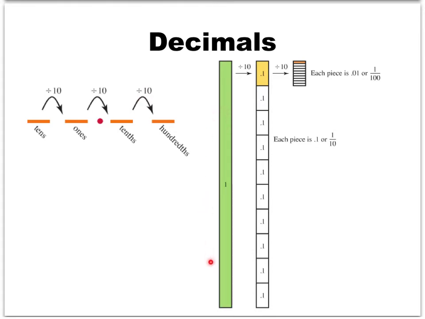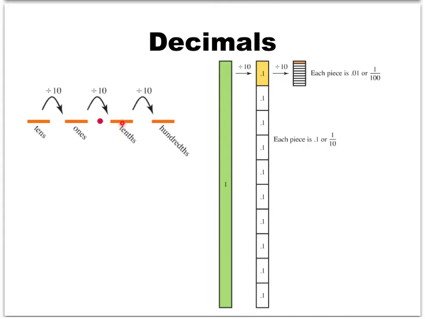Here this long green strip represents one object, or one unit. If we unbundle that, that means we're going to break that up into 10 smaller pieces, and that's represented here with this dividing by 10. And so each one of those pieces is 0.1 or 1/10. When we talk about fractions here in a few sections, we'll formally define what we mean by that symbol 1/10. But for right now, let's just take each piece as representing the number 0.1 or 1/10.